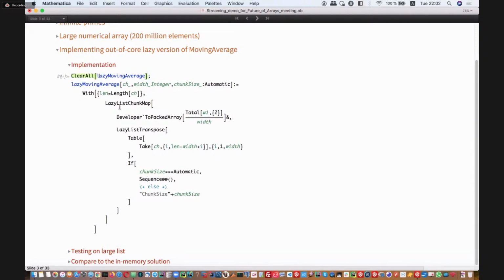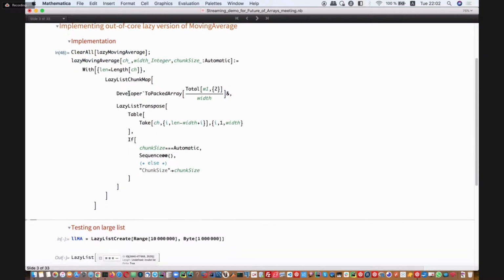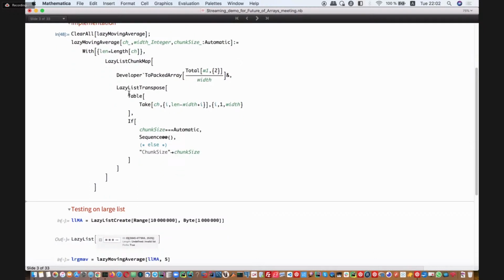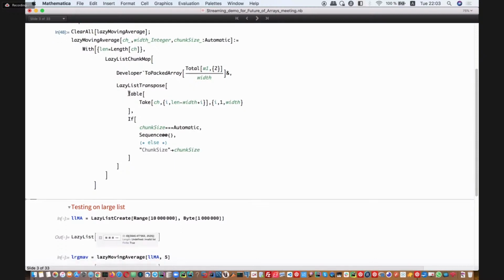Okay. Now this is an implementation of moving average, which shows that you can actually implement things using the framework and get new things out of it. It's translating one of the famous mathematical implementations of moving average, where you just shift large arrays and transpose them.